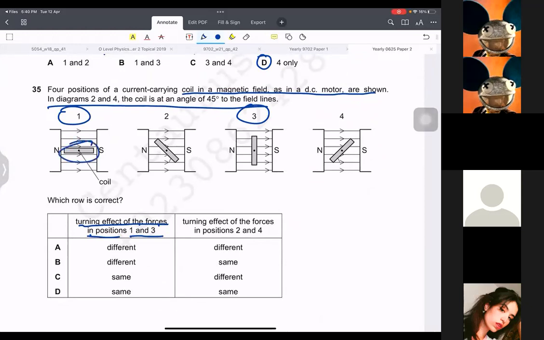There is no turning effect here. They should be different, between 2 and 4. Okay, well, 2 and 4.